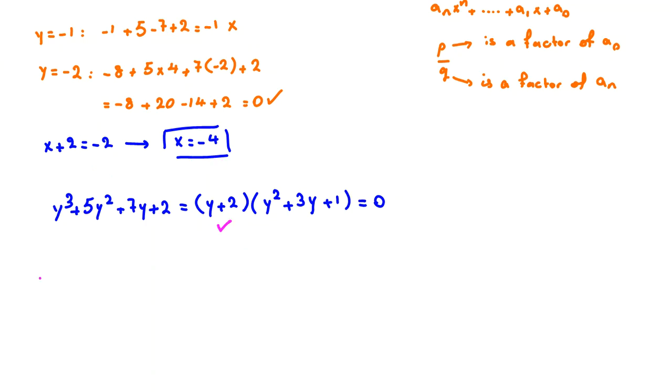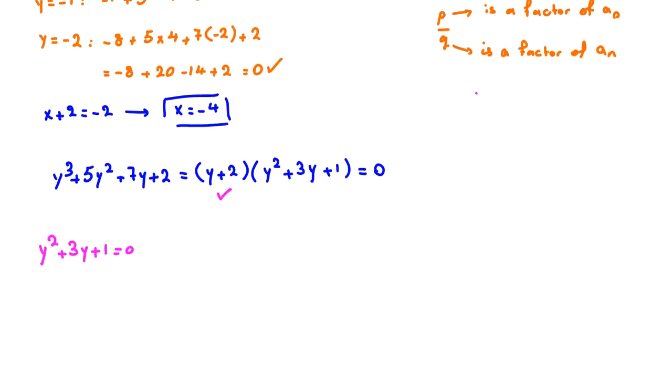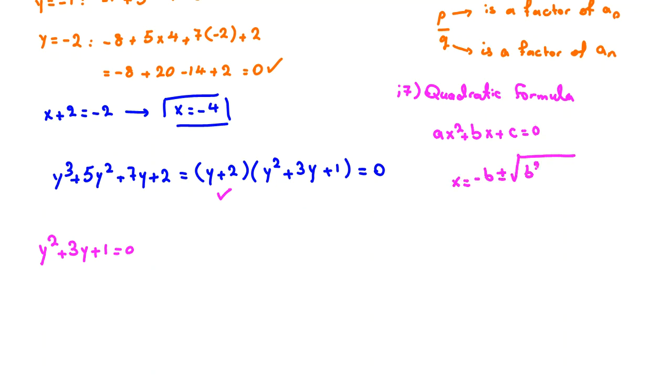Let's check this one. For this one, y squared plus 3y plus 1 equal to 0. Identity 7, quadratic formula. When the degree is 2, there is a quadratic formula. You can factorize if possible. If not, you can use this. If we have ax squared plus bx plus c equal to 0, then x equals negative b plus minus square root of b squared minus 4ac all over 2a.